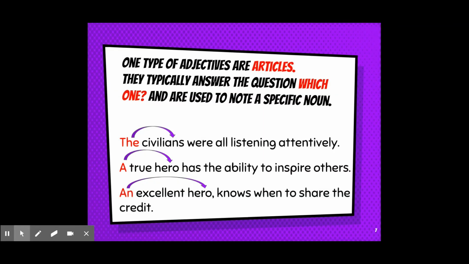One type of adjectives are articles. This is one of those subcategories I mentioned earlier. They typically answer the question, which one, and are used to note a specific noun.